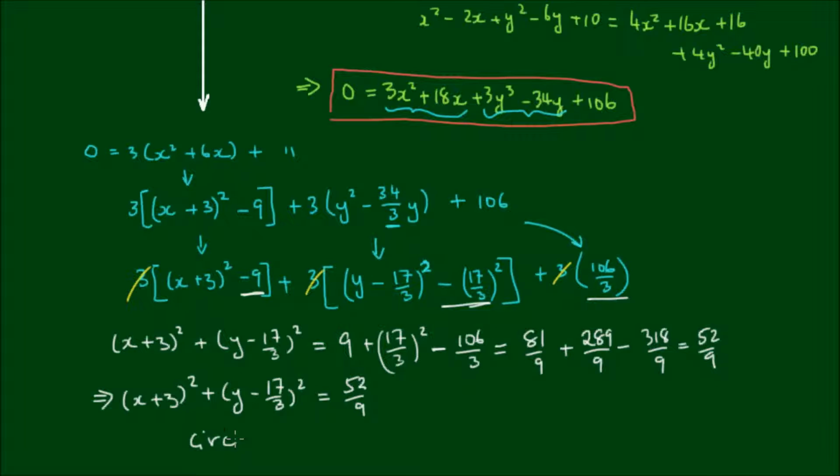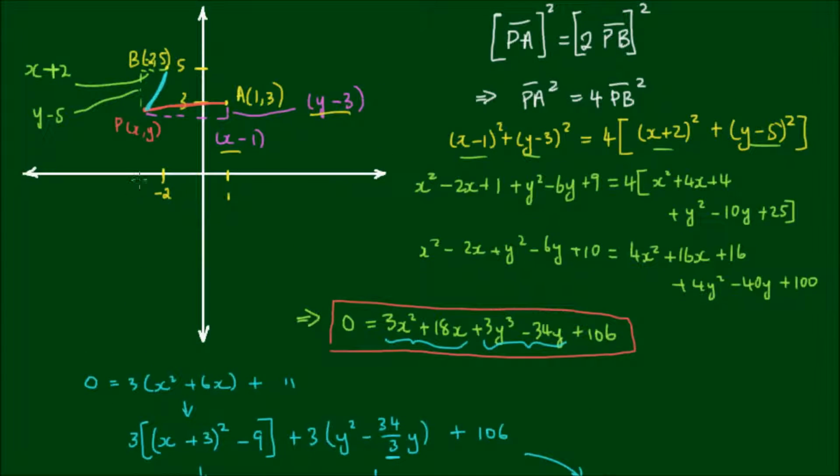So the locus is a circle centered at (negative 3, 17 on 3), which is approximately 5.7, and it has a radius of the square root of 52 over 3, which is approximately equal to 2.4. So if I was to draw this, negative 3 on the x-axis is about here, 5.7 on the y-axis is about here, so the center of the locus is approximately here, and it is a circle of radius 2.4.